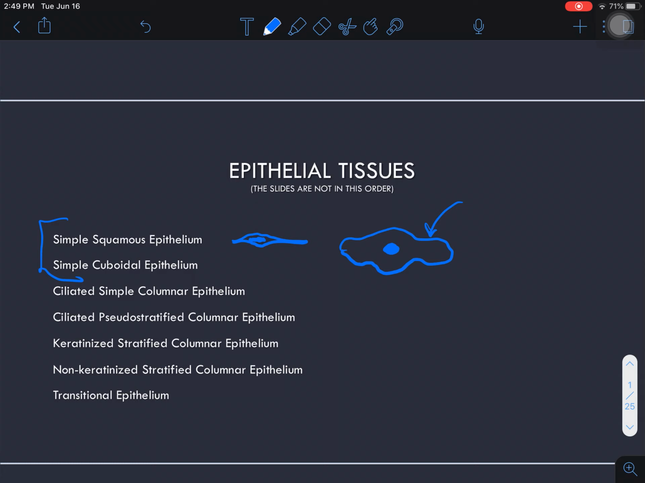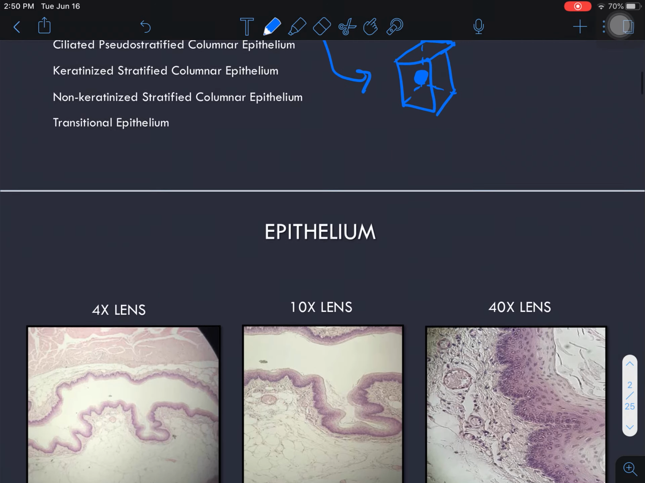Versus simple cuboidal, you have a cube, right, with a nice little round nuclei in the center. All of our pictures are 2D. This is what it would look like in its 3D form. So we're going to go ahead and start with those tissues.